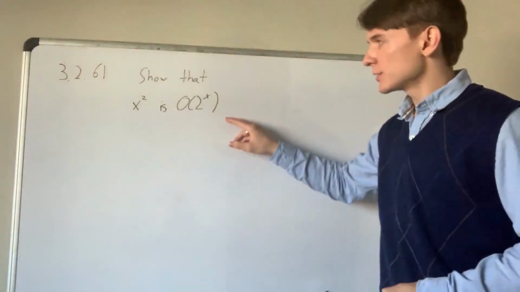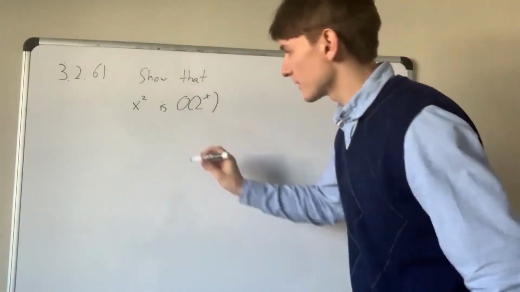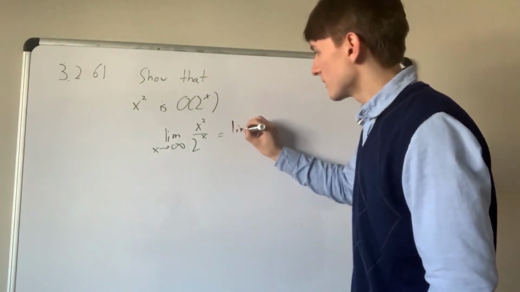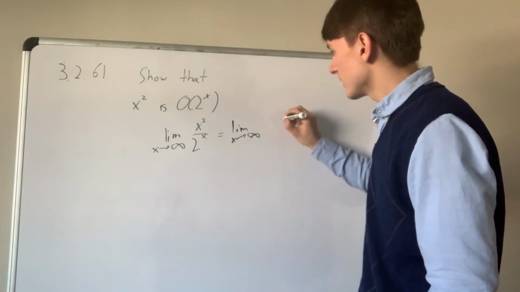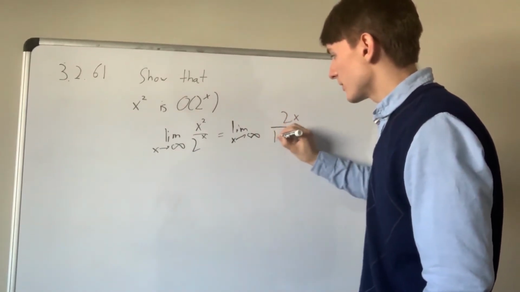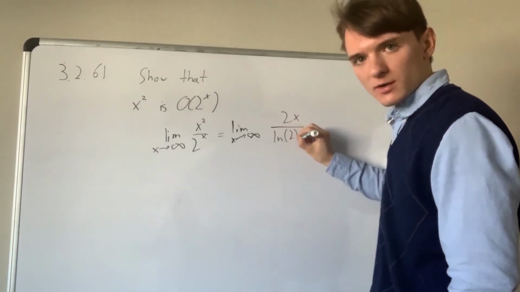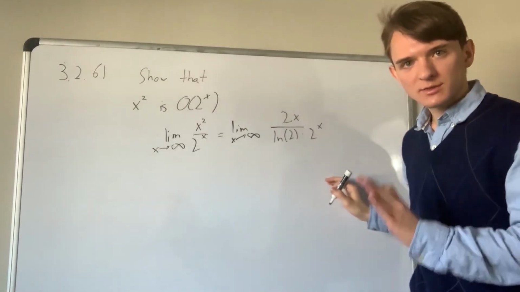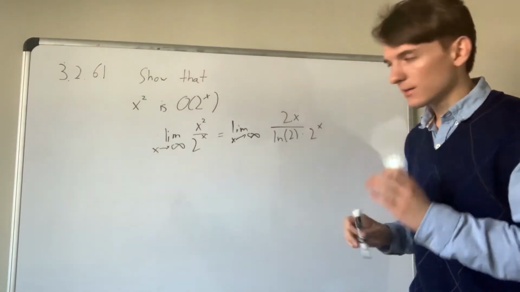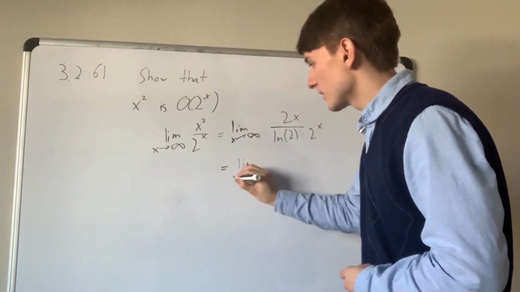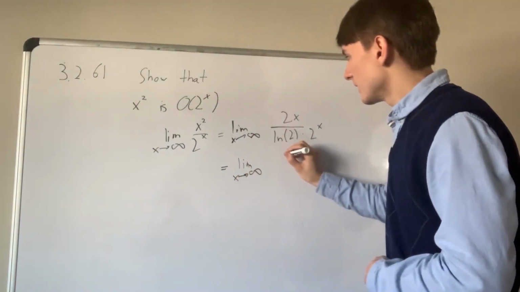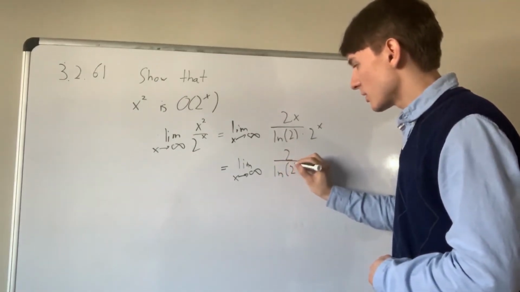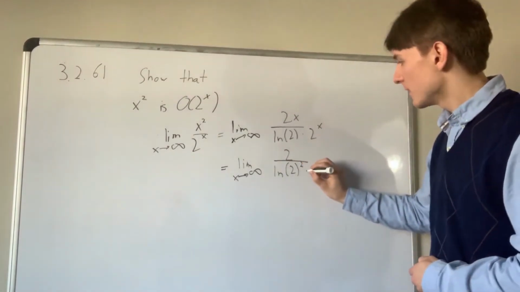Show that x squared is big O of 2 to the power of x. We begin with our limit. We have no choice but to use L'Hopital's rule. So we say this is equivalent to the limit as x approaches infinity of 2x all over the natural log of 2, times 2 to the power of x. But we're still stuck, so we use L'Hopital's rule again. This is equivalent to the limit as x goes to infinity of 2 all over the natural log of 2 squared, times 2 to the power of x.